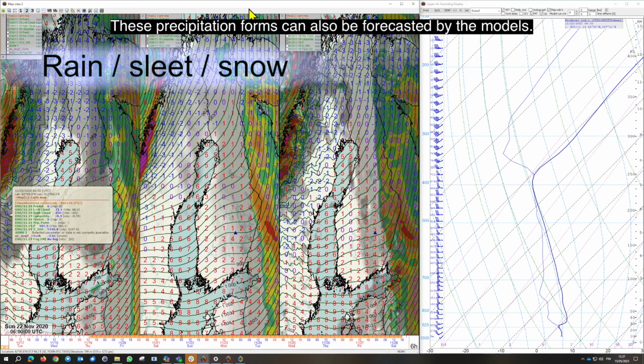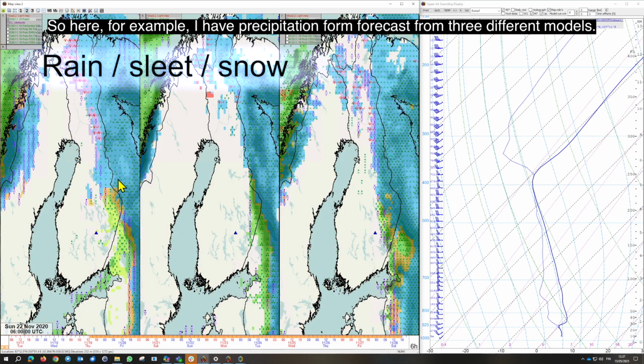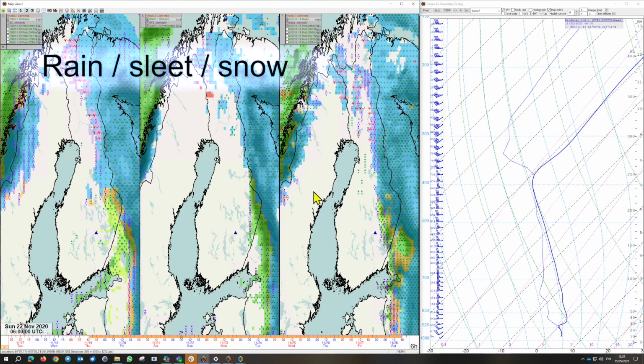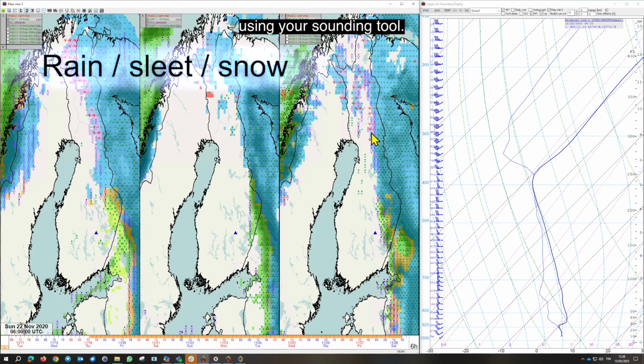These precipitation forms can also be forecasted by the models. So here, for example, I have precipitation form forecast from 3 different models. But don't trust them blindly. You should always double check what the model is forecasting using your sounding tool.